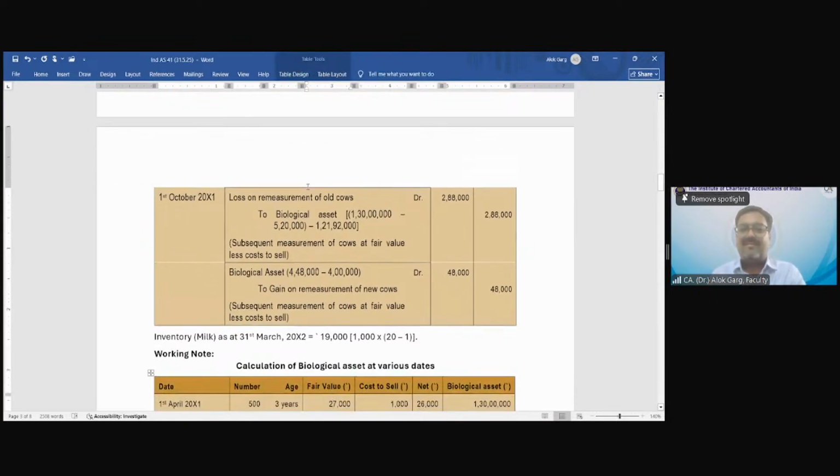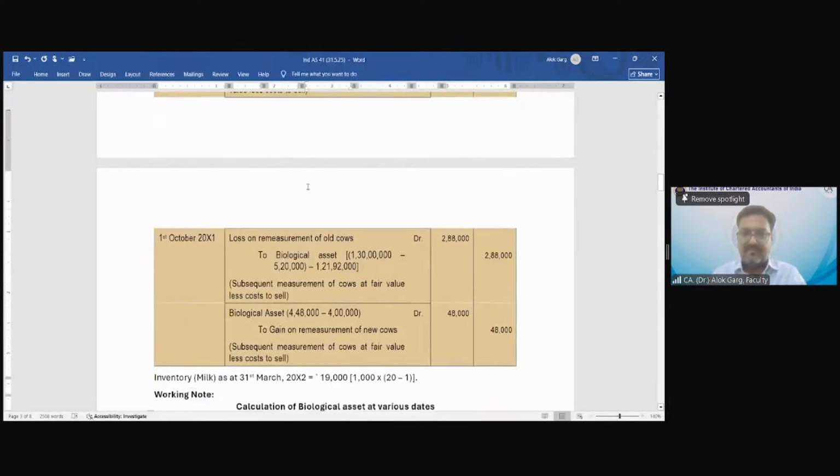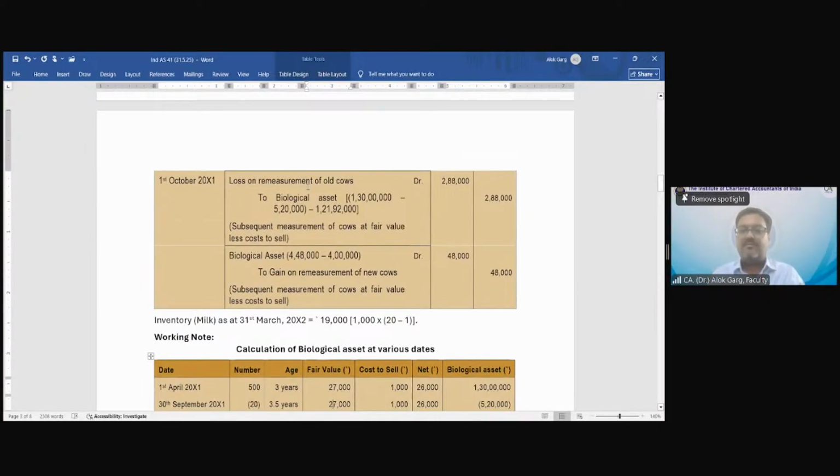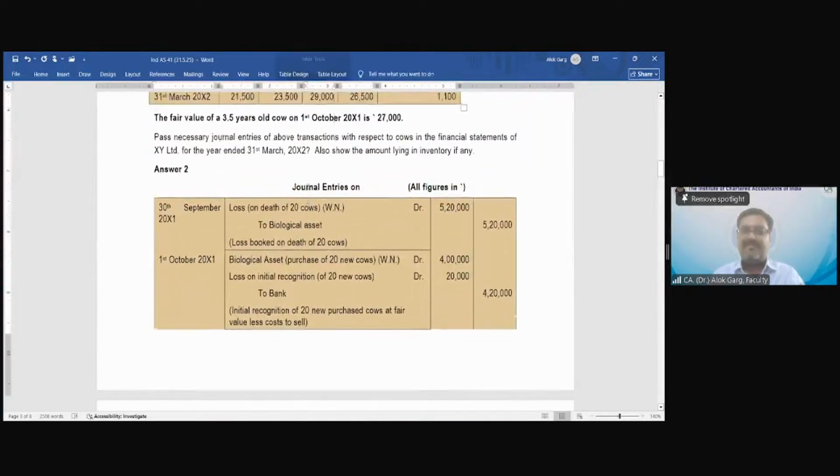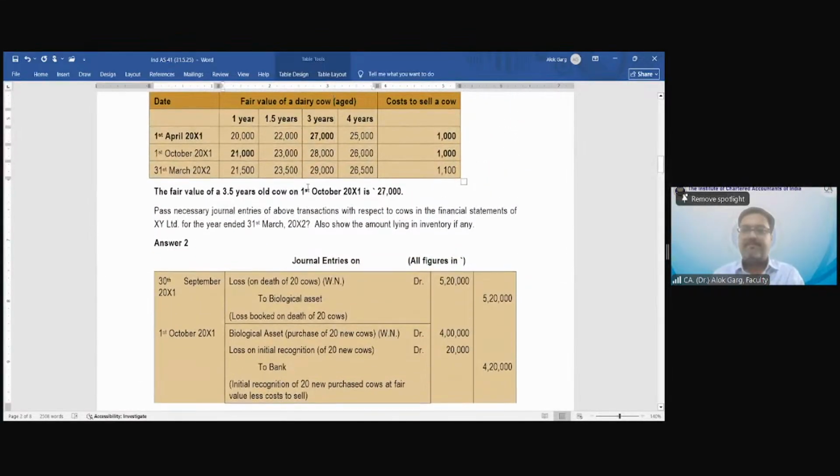We'll multiply this 25,400 with 480. We will get the value at present date. And initial value we will get. We recognize biological asset at 1 crore 30 lakhs, out of which we de-recognized 5,20,000 because 20 cows died. So their value will be 1 crore 24 lakh 80,000. From this amount, we will reduce 1 crore 21 lakh 92,000, and we will get 22 lakh 88,000.